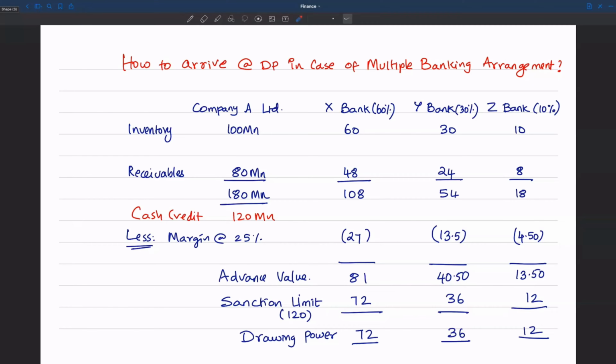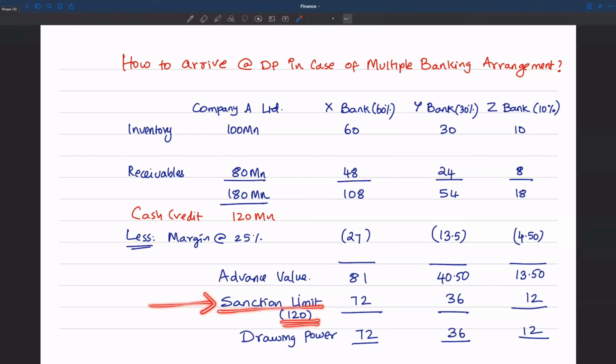Okay. This 120 million they have availed from three different banks: Bank X, Bank Y, Bank Z. Now the question is, how do we arrive at the drawing power to disburse this 120 million or to manage this 120 million? At first we have to see in what proportion this 120 million is distributed by these three banks. So let's see the breakup.